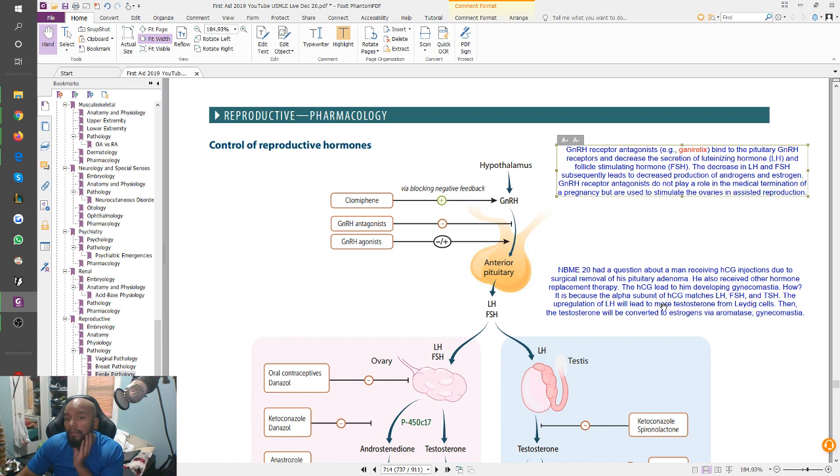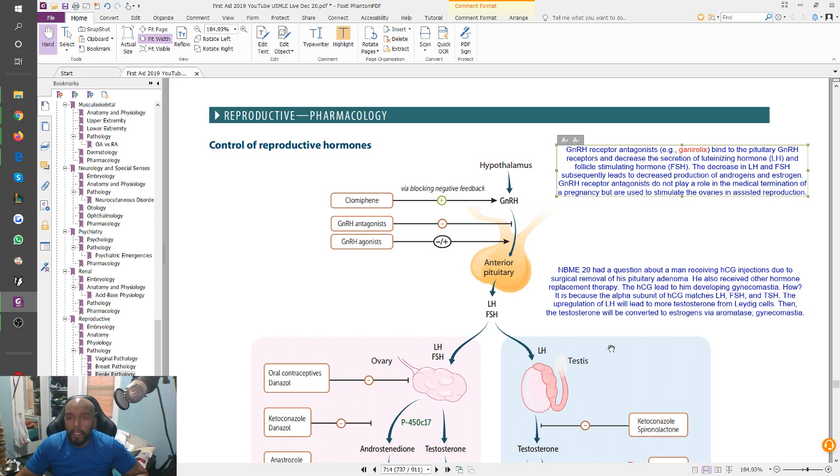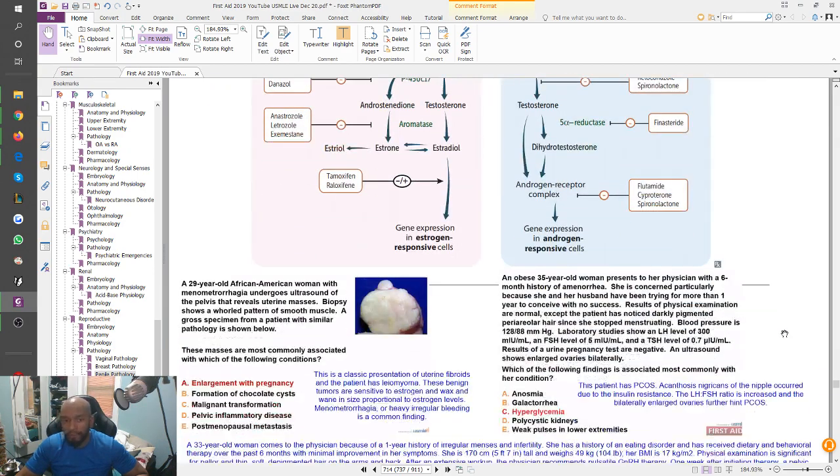So this is because the alpha subunit of HCG matches LH, FSH, and TSH. The upregulation of LH will lead to more testosterone from Leydig cells. Then the testosterone will be converted to estrogens via aromatase, and that can cause gynecomastia. Right? But very far-fetched question in my opinion. It doesn't really seem like a very plausible thing that can happen. But NBME20 still somehow found a far-fetched way to kind of make that connection. So just a little thing to keep in mind about the alpha subunit being very similar to LH and FSH every time you have a question about HCG.